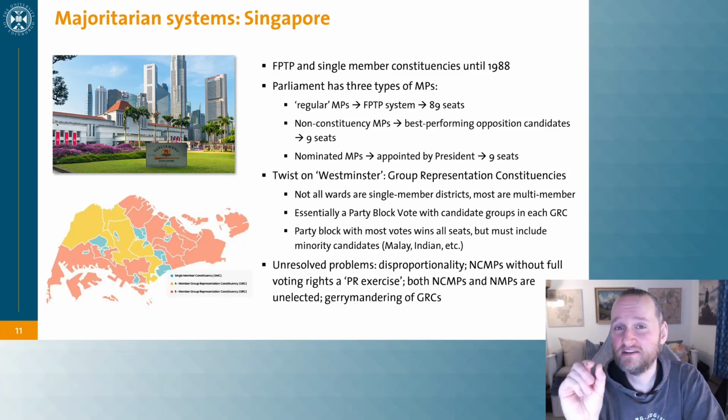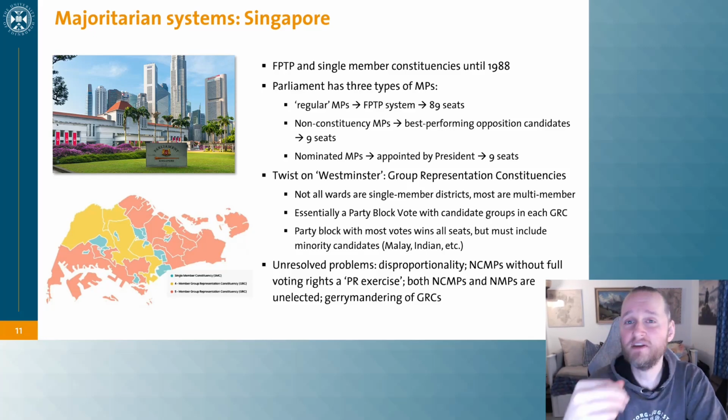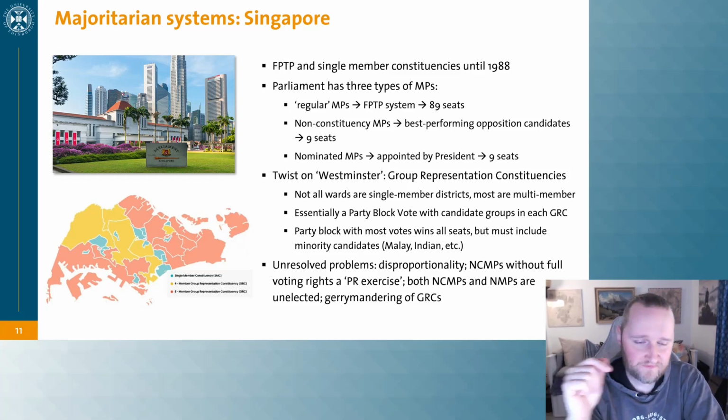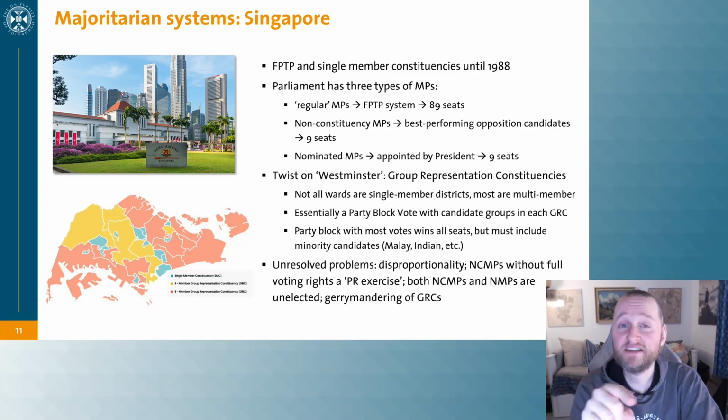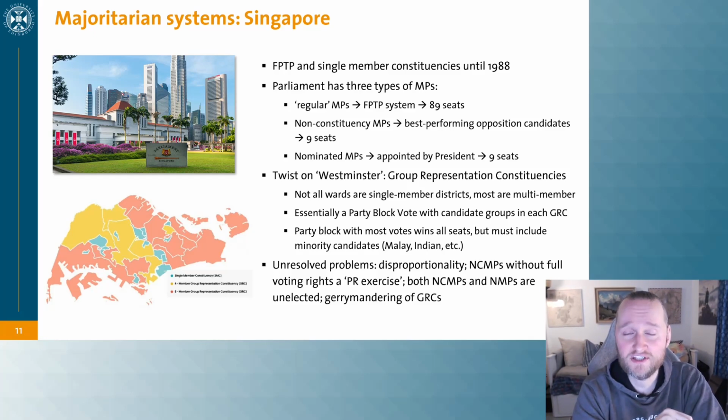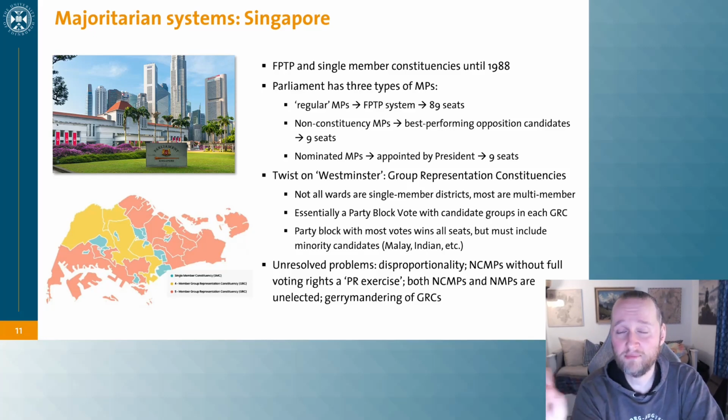But there's a further twist on this Westminster-style system through something called group representation constituencies. If you look at the map at the bottom here, this is the 2020 electoral map of Singapore, because that's when the last parliamentary election was, last year in August, I believe. What you can see here in blue are single-member constituencies. You see these work exactly like they would in the UK. You have a constituency, an area that sends one member to parliament. But you see that a majority of the geographic area of Singapore actually has multi-member constituencies. So that area, for example, the yellow and the red area, each sends 4 or 5 members to parliament, not just one.